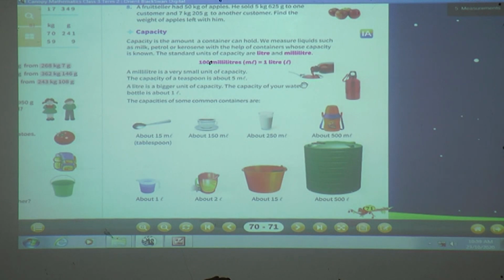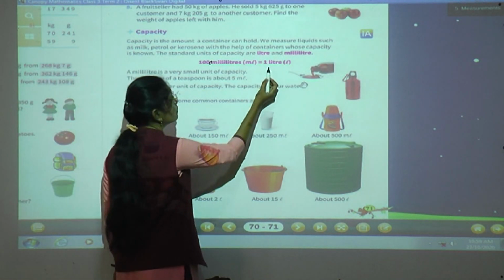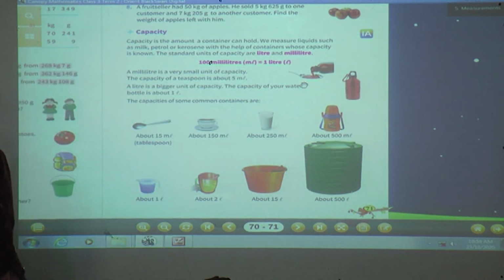ml stands for milliliter. ml is the short form of milliliter and L is the short form of liter. So 1000 milliliters is equal to 1 liter. Understood? A milliliter is a very small unit of capacity. The capacity of a teaspoon is about 5 ml. A liter is a bigger unit of capacity. The capacity of your water bottle is about 1 liter.